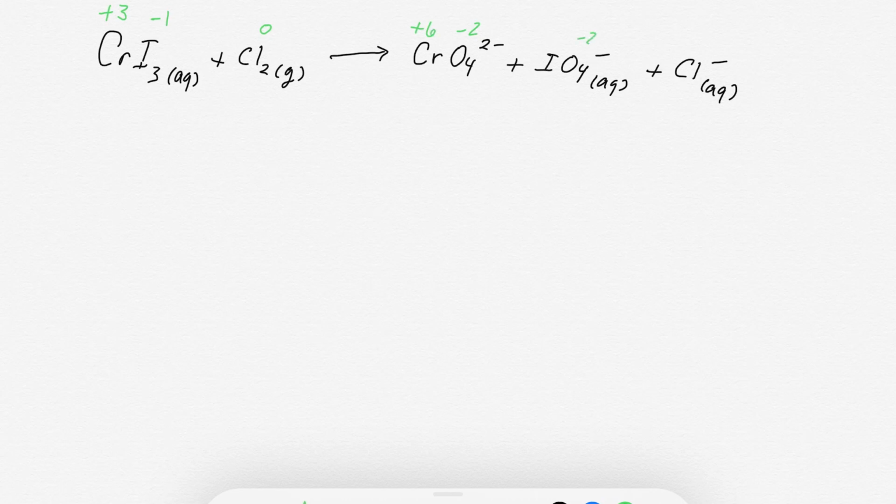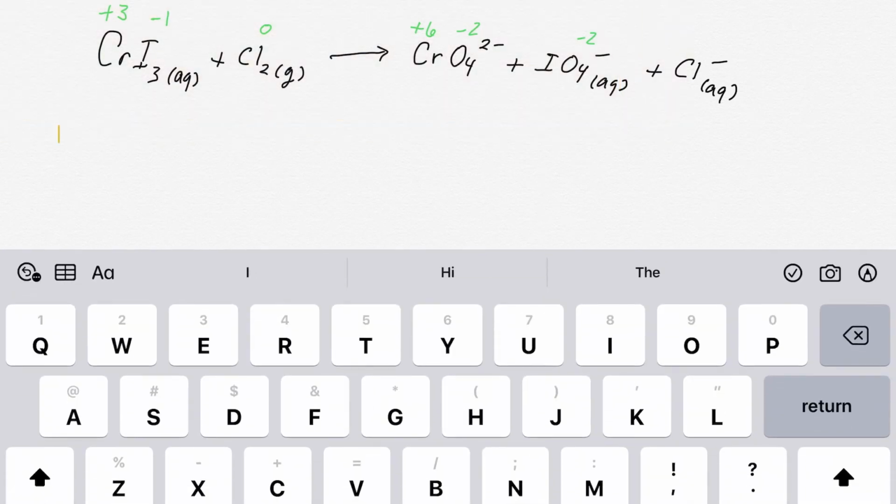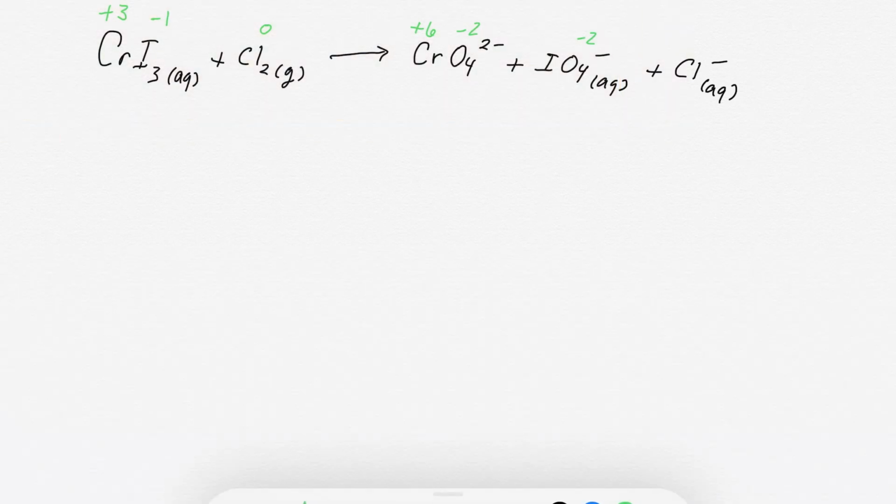Again, oxygen gets assigned first, which is -2. -2 times 4 is -8. And then, of course, whatever I add to iodide, it better equal -1. So that would be +7. And then, of course, this chlorine here is -1.